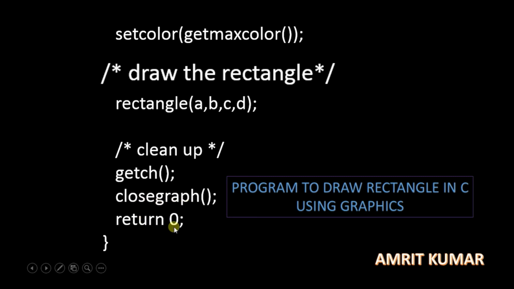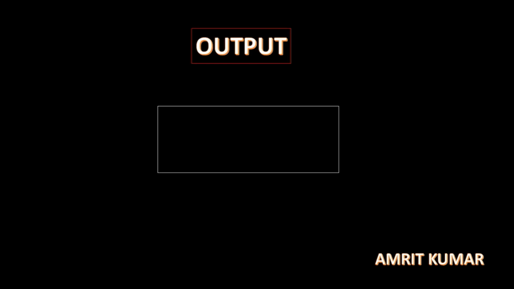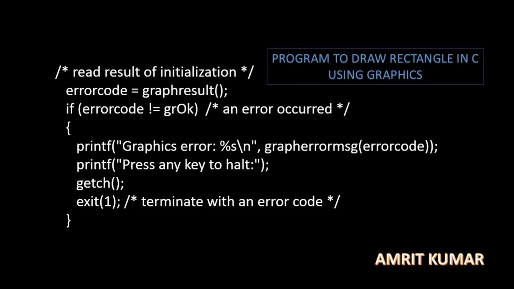Then after the successful compilation of this program, it returns 0. So this is how we can draw a rectangle in C language. You can see the output here like this. This is going to be drawn in your C command window. So this is a program to draw a rectangle in C language.